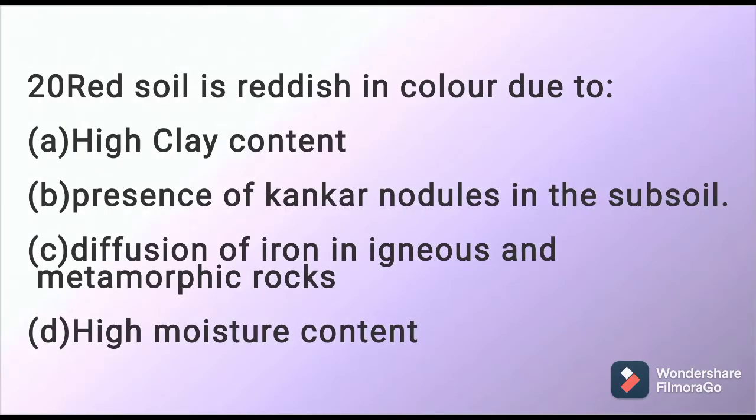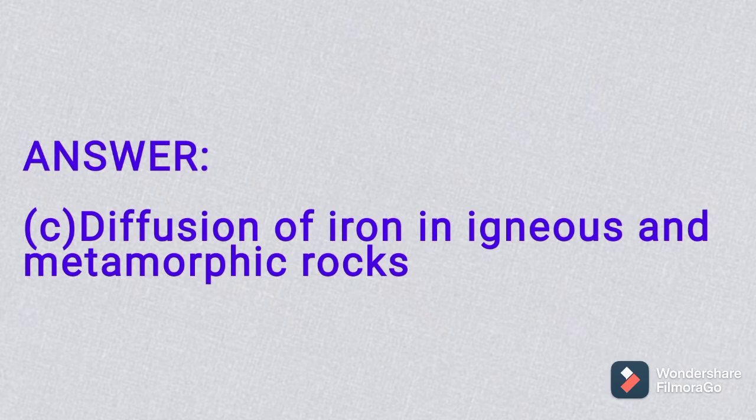20th question. Red soil is reddish in color due to option A, high clay content, option B, presence of kankar nodules in the subsoil, option C, diffusion of iron in igneous and metamorphic rocks, option D, high moisture content. And the answer is option C, diffusion of iron in igneous and metamorphic rocks.